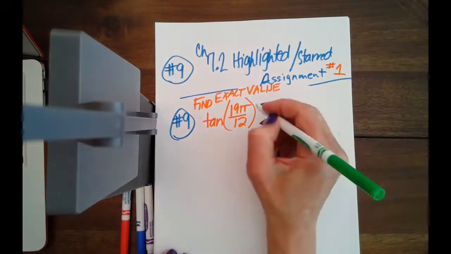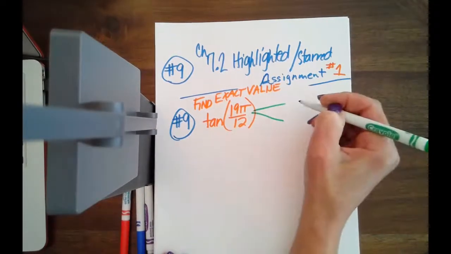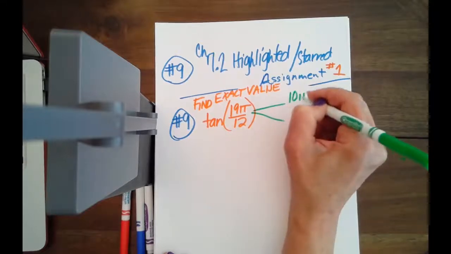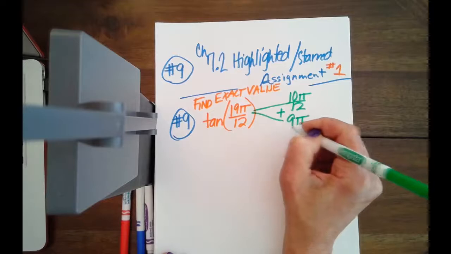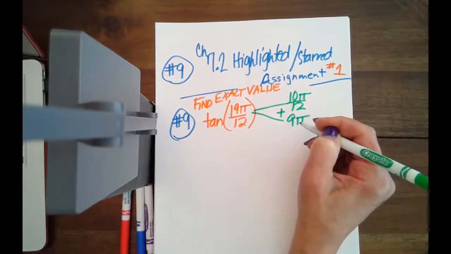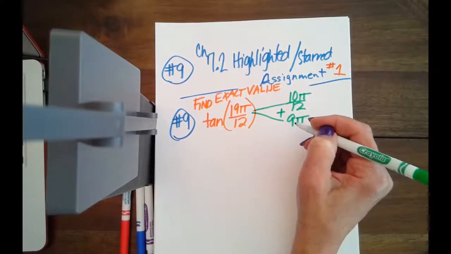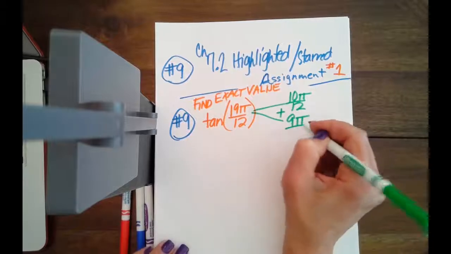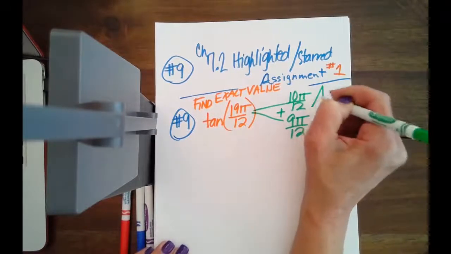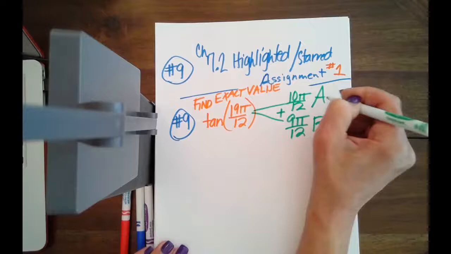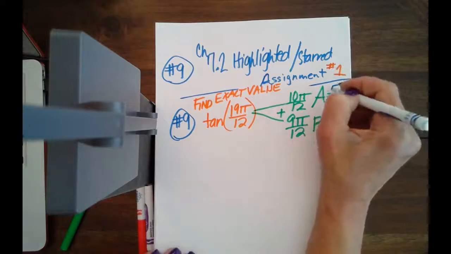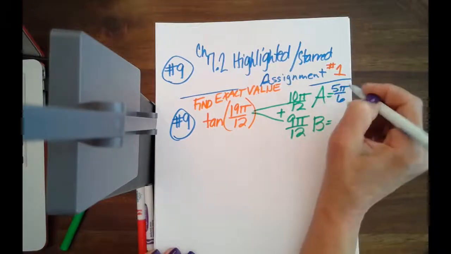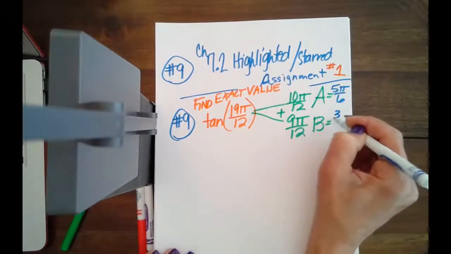circle. So what I decided to do was break this into 10 pi over 12 plus 9 pi over 12. You may do 16 pi over 12 plus 3 pi over 12. Same thing, you're going to get the same answer. So this is going to be my alpha, this is my beta, but here's the cool thing. These are going to reduce down to recognizable betas. This is going to reduce to 5 pi over 6, and this is going to reduce to 3 pi over 4.